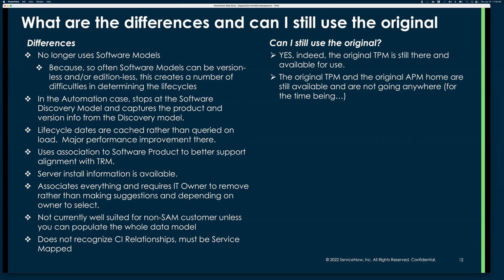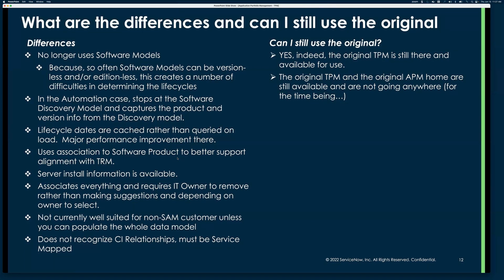So we use the association to software product, but we don't do software models. So it's a key difference. Software product, as it sounds, represents the product. I can have the product Microsoft SQL Server. There are 100 different versions of it. So then we go to what specific version, but we use the product, and it supports alignment with that technology reference model module that we'll talk about in another session.